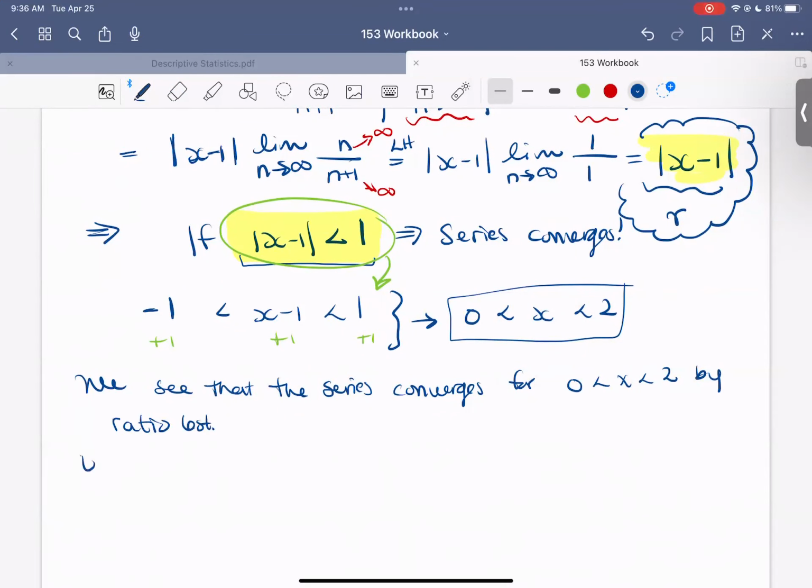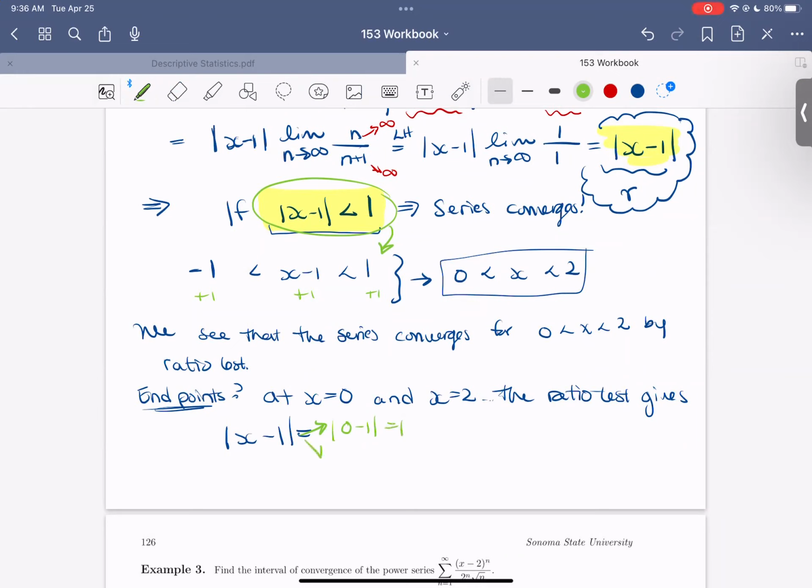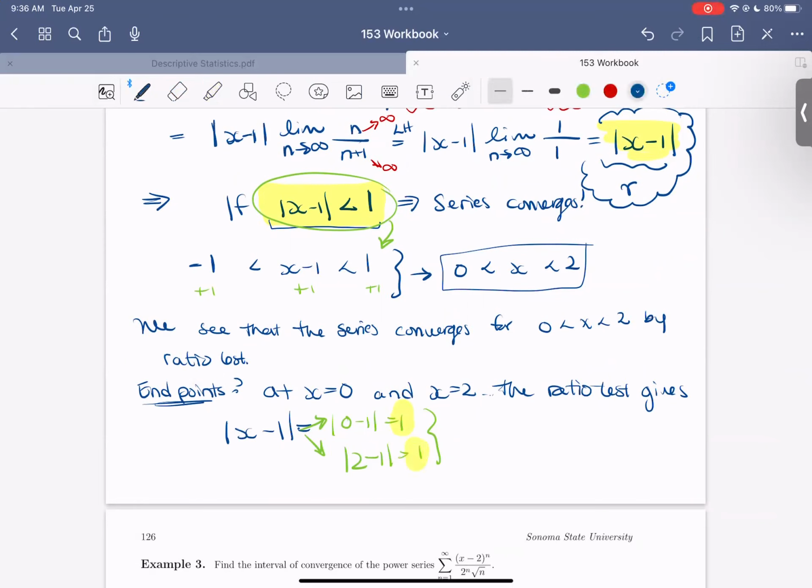The ratio test gives us that the absolute value of x minus 1 is equal to, depending on the endpoint, the absolute value of 0 minus 1, which is 1, or the absolute value of 2 minus 1, which is 1. And when the limit in the end is 1, the ratio test is inconclusive. The ratio test is inconclusive on the endpoints.